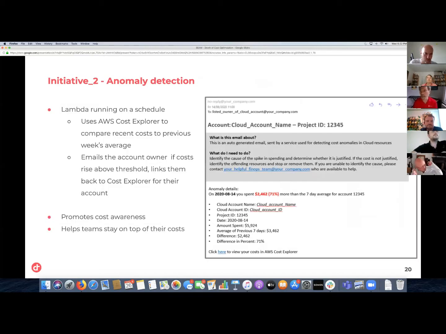This is where I hand over to Andy and Dave. I think Andy's going to talk about anomaly detection. So I'll hand over to Andy.